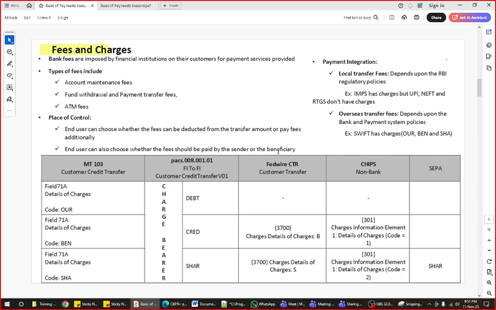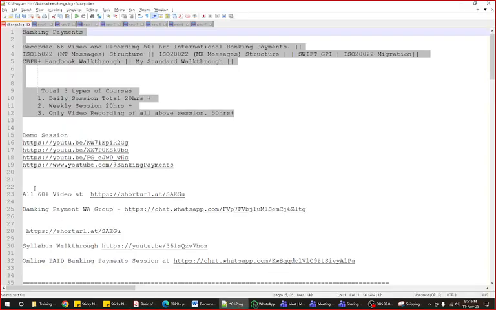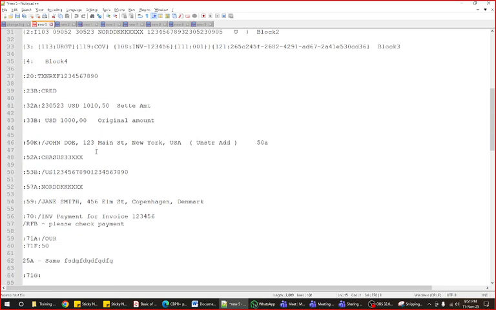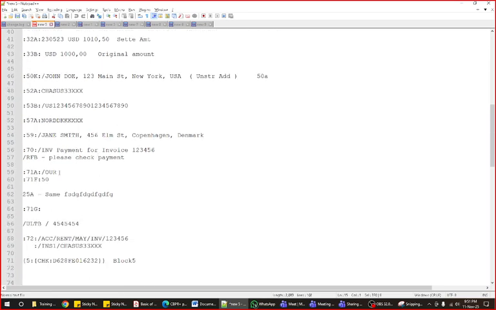What are the fees and charges? In field 71A, we are going to see that in a detailed manner. Yes, it is field 71A in the MT103 message. There is a charge clause mentioned there.